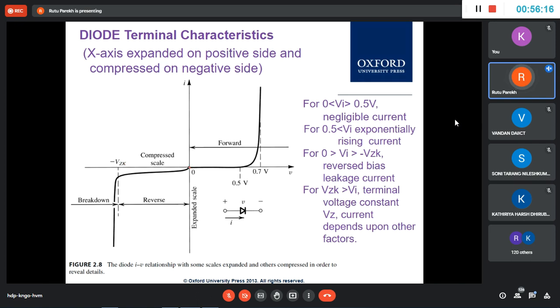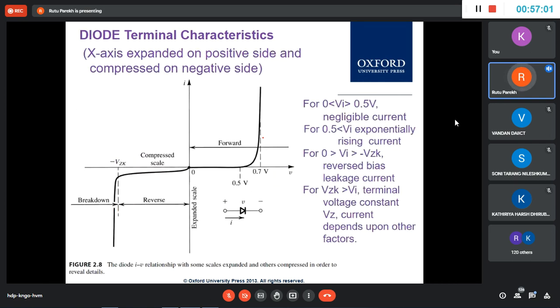Okay, so in the reverse direction, from 0 to this much voltage, it is reverse biased, and there is a little current, right, that we had seen in the beginning. This is because of the minority carriers. So that is the reverse bias current, also known as the leakage current. Okay, and for VZK greater than VI, the terminal voltage is constant. This is VZ, current depends upon, so we will see all this breakdown later. After this it is breakdown, this is reverse, this is forward, and this is all forward, it is conducting. Okay, so that's it.